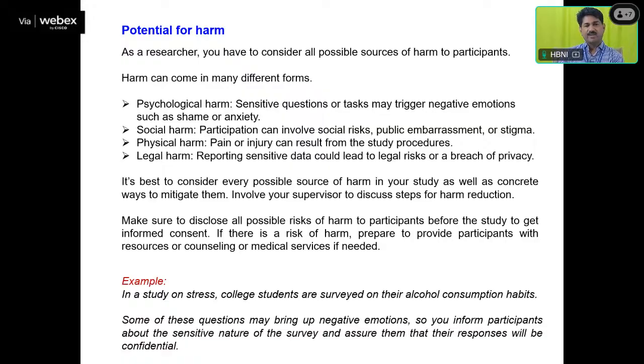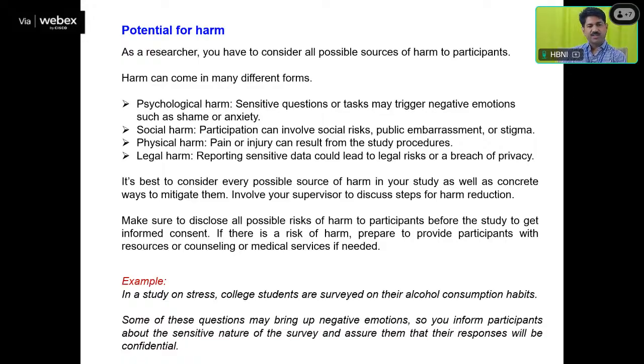Reporting sensitive data could lead to legal risk or breach of privacy. This also I have mentioned during the publication ethics part. So reporting sensitive data has to be avoided. And as we all are working in an organization like the Department of Atomic Energy, our responsibility is also much more. We should not put any sensitive data in the public domain. So legal harm also can occur during our research work. So we have to take care by applying some ethical standards.